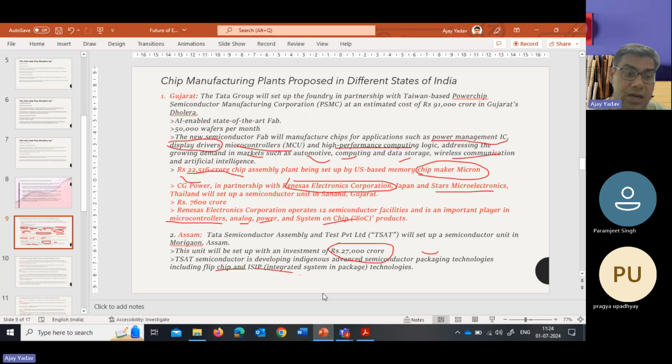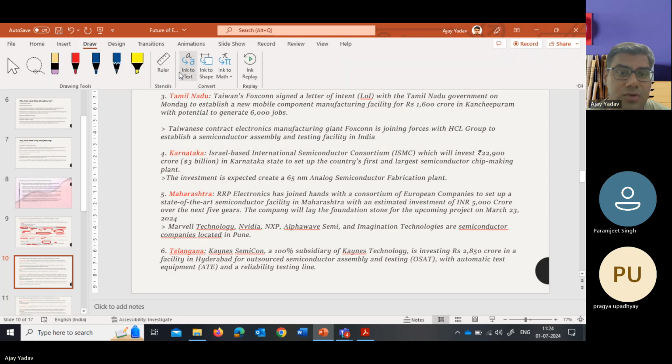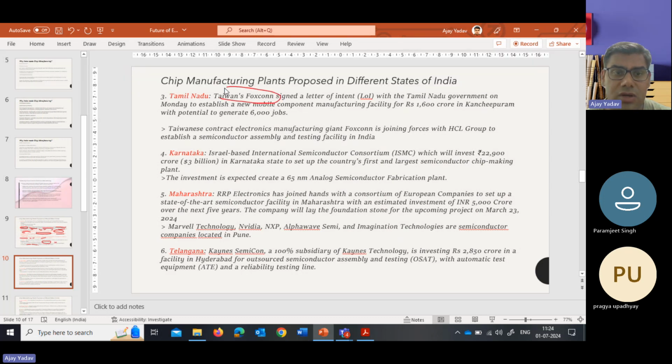And the third is Tamil Nadu. They have signed a contract with Taiwan's Foxconn, and they are planning rupees 1,600 crore in Kancheepuram, and it will generate around 6,000 jobs. Again, the Taiwanese contract electronics manufacturer Foxconn is joining forces with HCL Group.